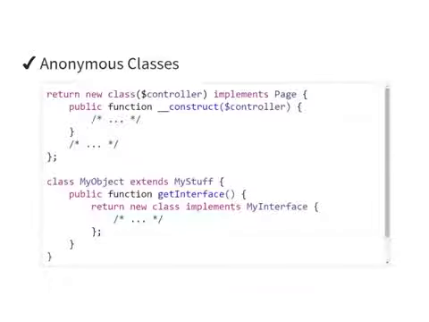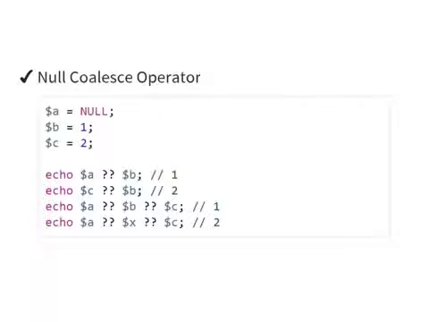We've added anonymous classes. So instead of having to define a class and instantiate it, just like closures, anonymous functions, you can have an anonymous class that you basically define on the go and use it right away. We've added this thing called a null coalesce operator. It comes from SQL.